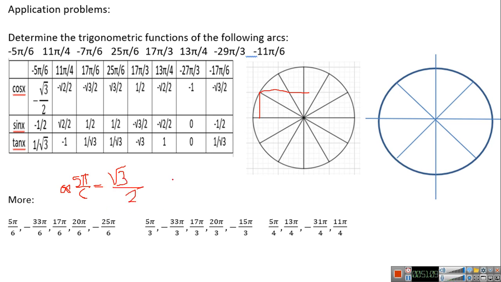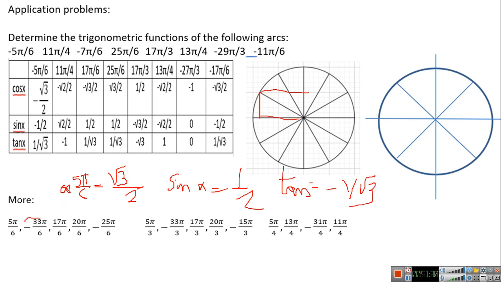The sine, I'm not going to write again 5 pi over 6, sine alpha I'm going to put. The sine is the smallest distance. You can see this distance is bigger than this distance. So half. And the tangent, what will it be? Minus, positive over negative is minus. Sine over cosine, radical 3 is down, so it will be minus 1 over radical 3.